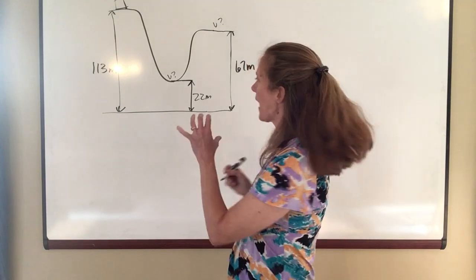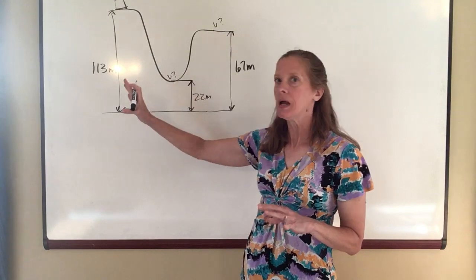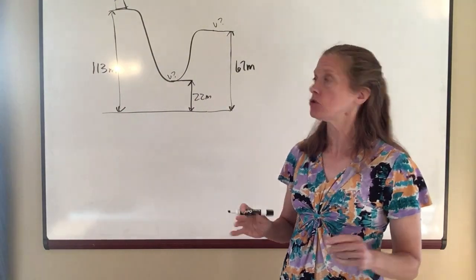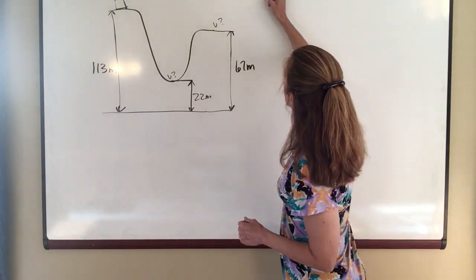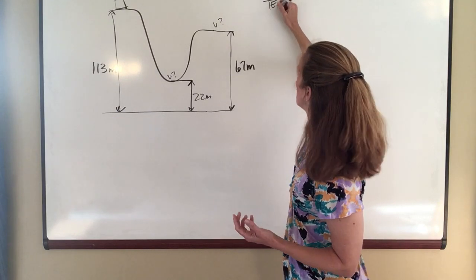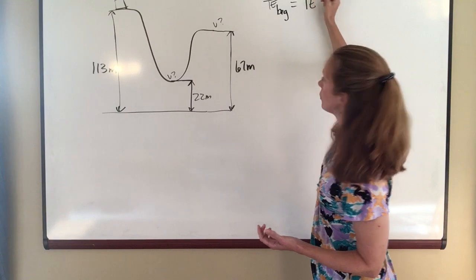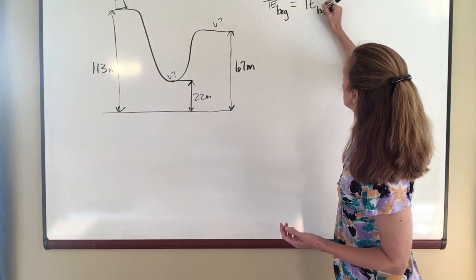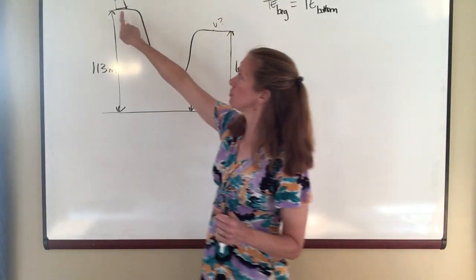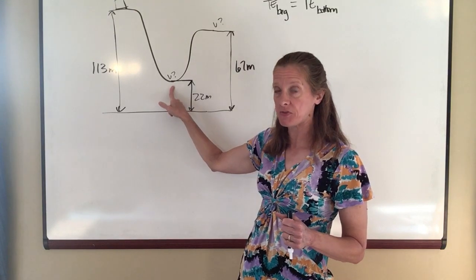Well, again, you have to keep in mind that total energy of this car doesn't change. It's going to change form, but the total energy doesn't change. So the total energy at the beginning of all of this is going to still be equal to the total energy at the bottom. So the total energy at the beginning is equal to the total energy at the bottom of the hill.